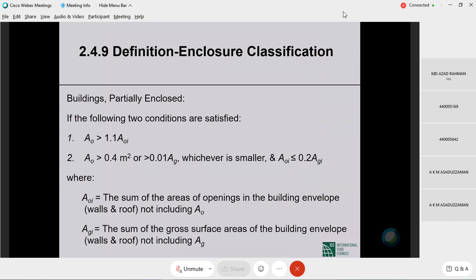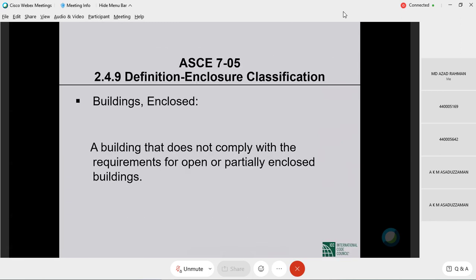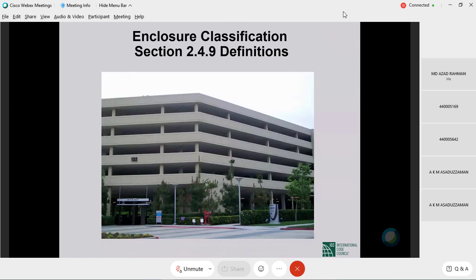For a partially enclosed building, remember, there are windward openings, there are suction openings, and windward openings predominate. The mathematical expressions for that are here. And an enclosed building is a building that does not comply with the requirements for open and partially enclosed buildings. By the definition of ASCE 7, this parking structure is an enclosed building. I absolutely want you to appreciate that. This is a typical enclosed building of ASCE 7. It is neither partially enclosed nor open.